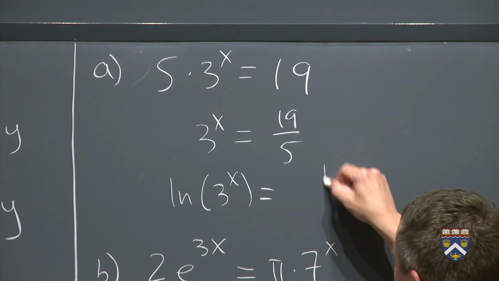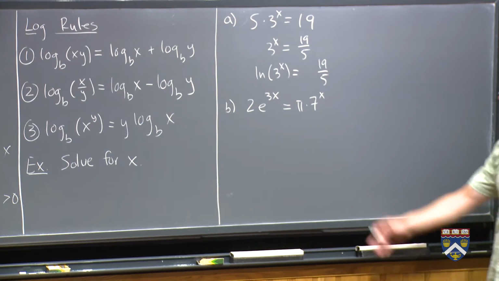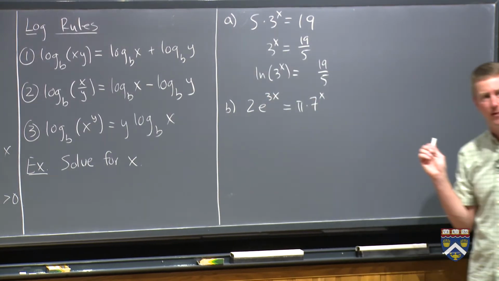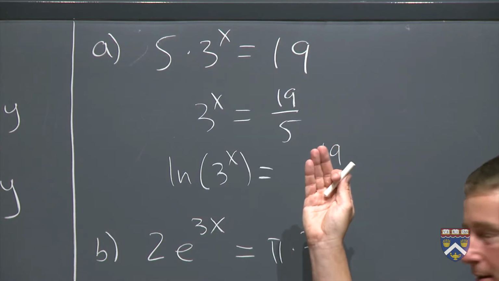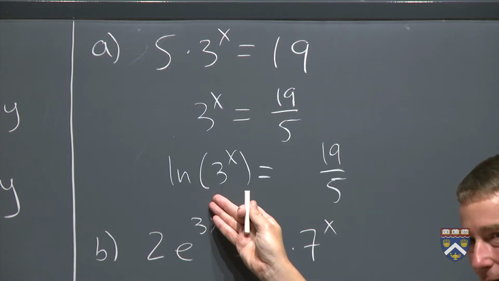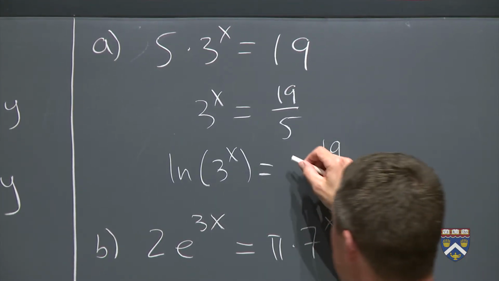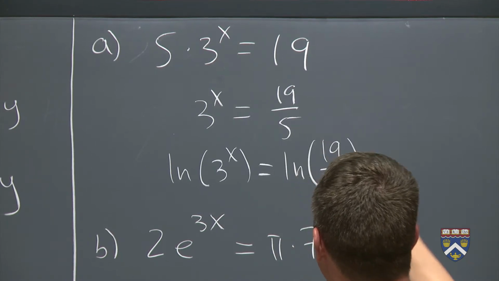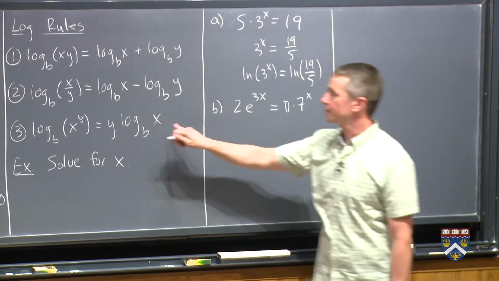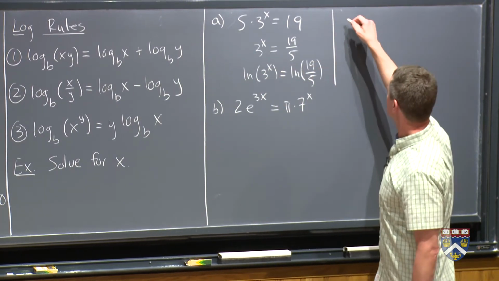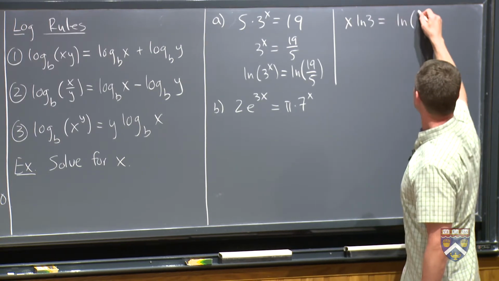And often what I'll see on homework sometimes is people will just write that. And then they'll proceed to do their log rule, bring the x out front, and solve. But was this really legal? I had two things that were equal here, and I applied a function to the left side. I've got to apply the same function to the right side, otherwise this equality is not going to be maintained. Meaning now I have ln of 19/5. Now we can use our third log rule, bring that x out front. So we get x ln 3 equals ln of 19/5.